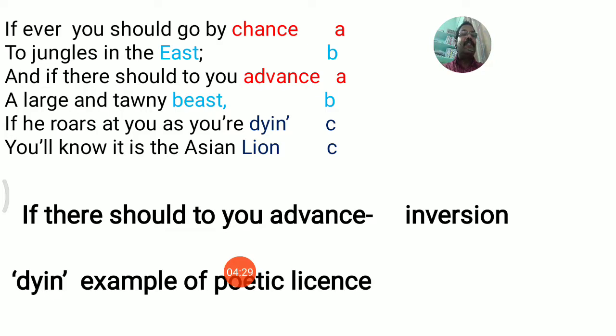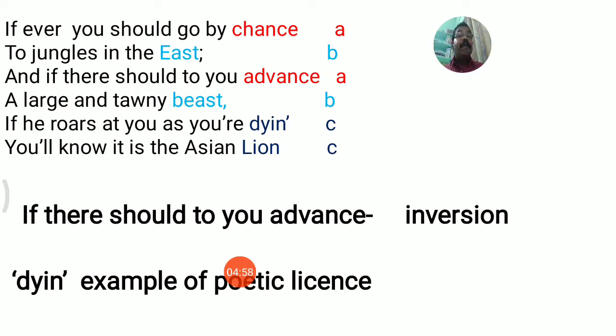Words are reversed actually. When poets use words in reverse form, not in proper order, that is called inversion in poetry. When words are not properly arranged, that is called inversion. So that line is an example of inversion: if there should to you advance. It has to rhyme with chance. That is why inversion is used there.